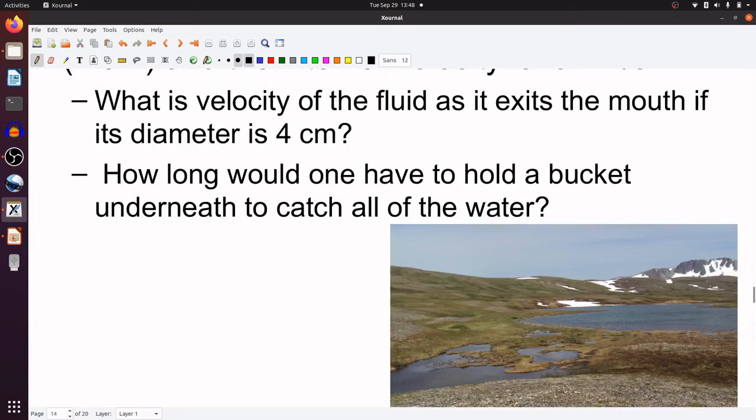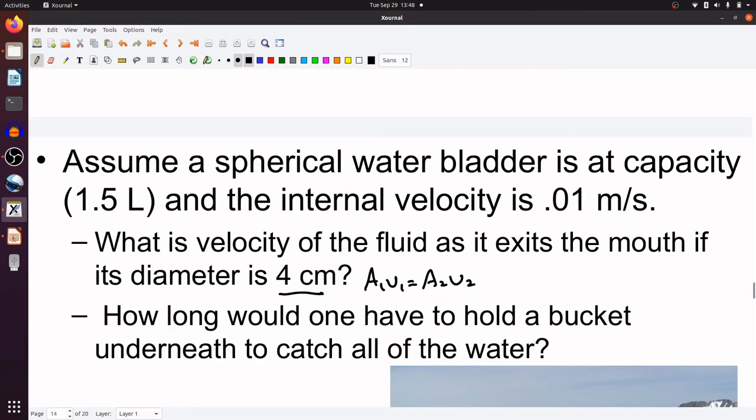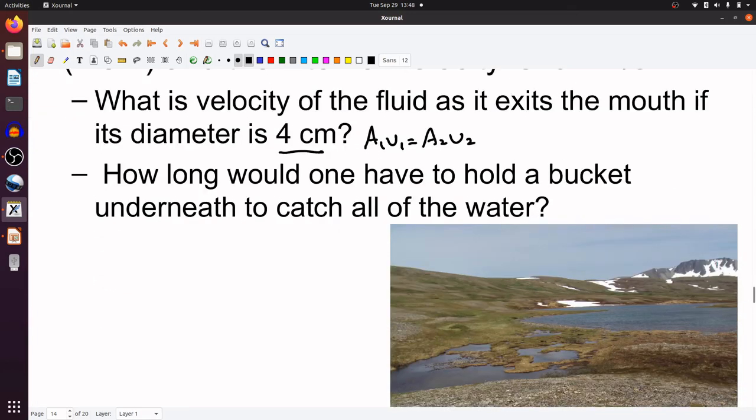We need to use the equation of continuity, which is A1 V1 equals A2 V2. We have the information to find A2. We know what V1 is. That's that velocity, but we don't really know the area. So I said assume it's roughly at the center of the circle.